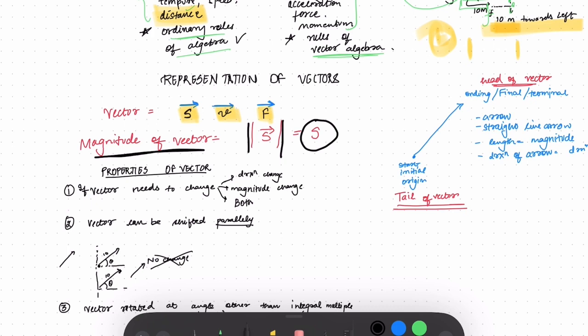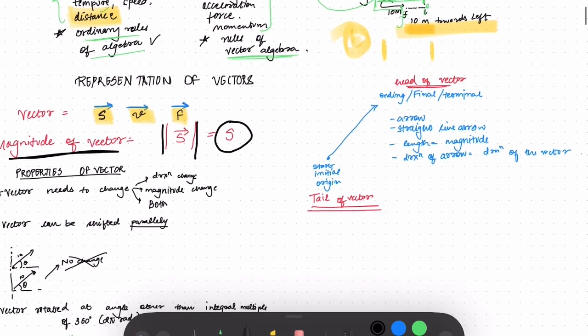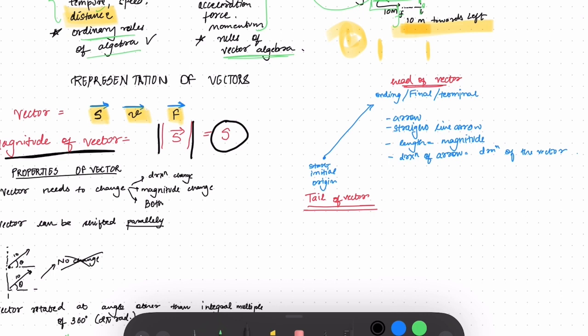Simple representation. We don't really need any details about it, but if you want to graphically represent the vector quantity, you can do it with an arrow. Draw a straight line arrow, whose length is going to represent the magnitude, and the direction of the arrow is going to represent the direction of the vector.